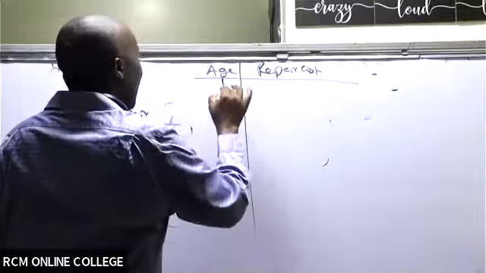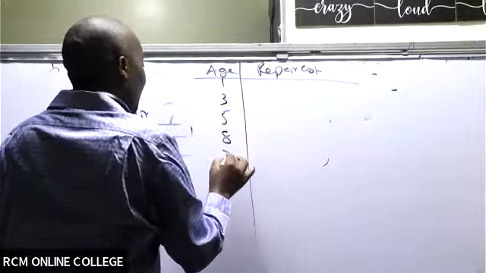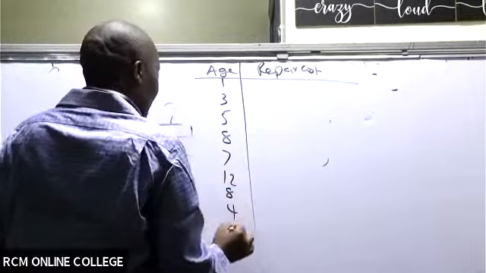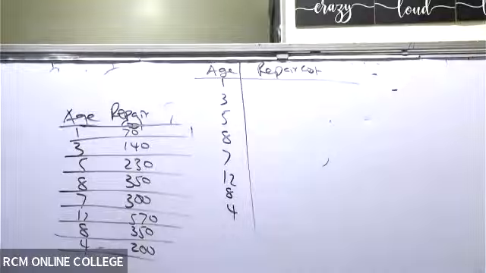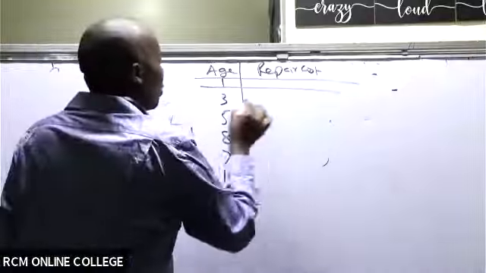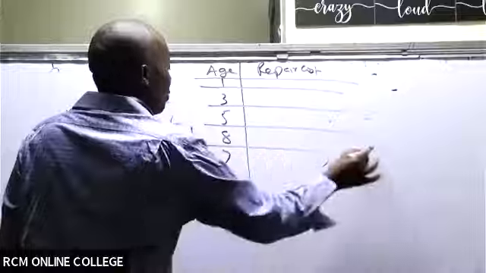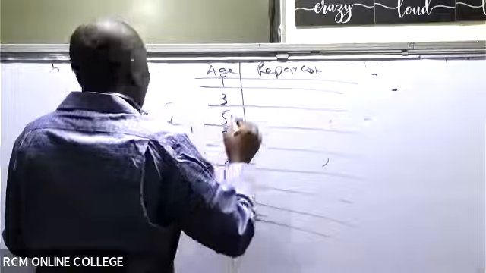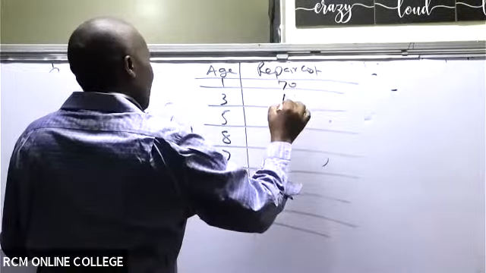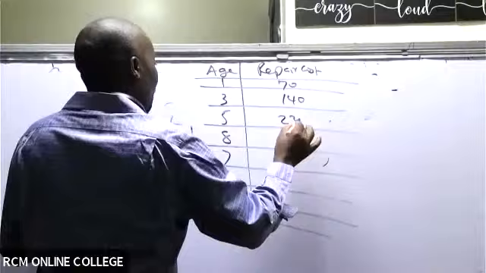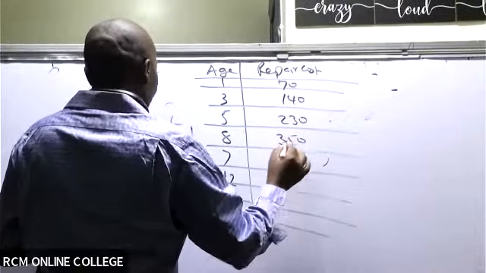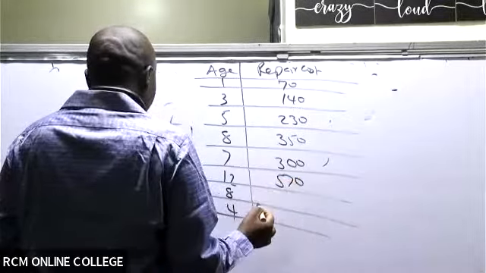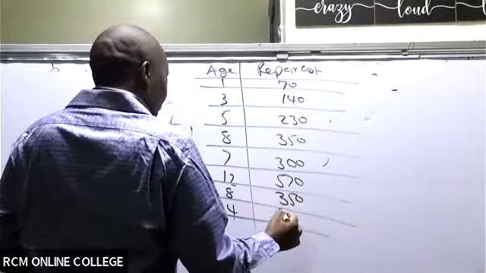So we have here 1, 3, 5, 8, 7, 12, 8, 4, 8, 4, 8, 4 like that. And then of course we have now the repair costs, the corresponding repair costs. What do we have here? I have 70, 70, 140, 230, 350, 300, then we have 570, then we have 350, then lastly we have 200.